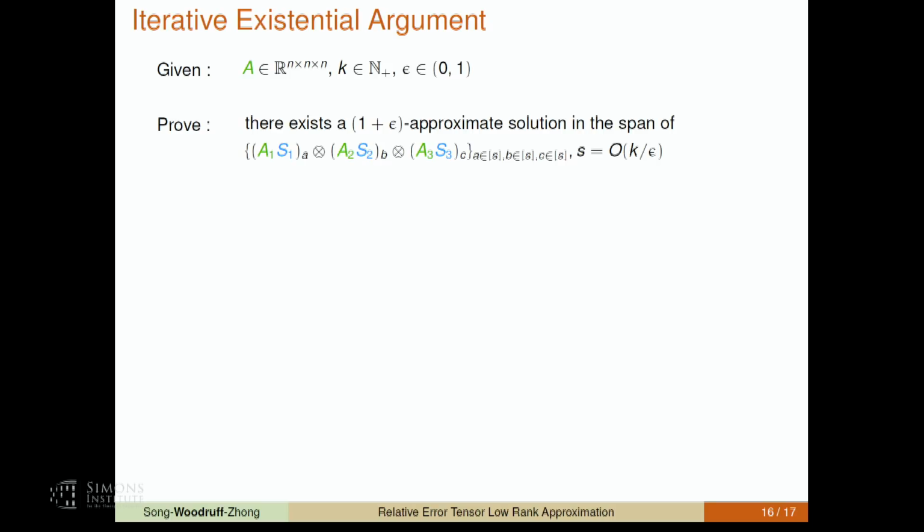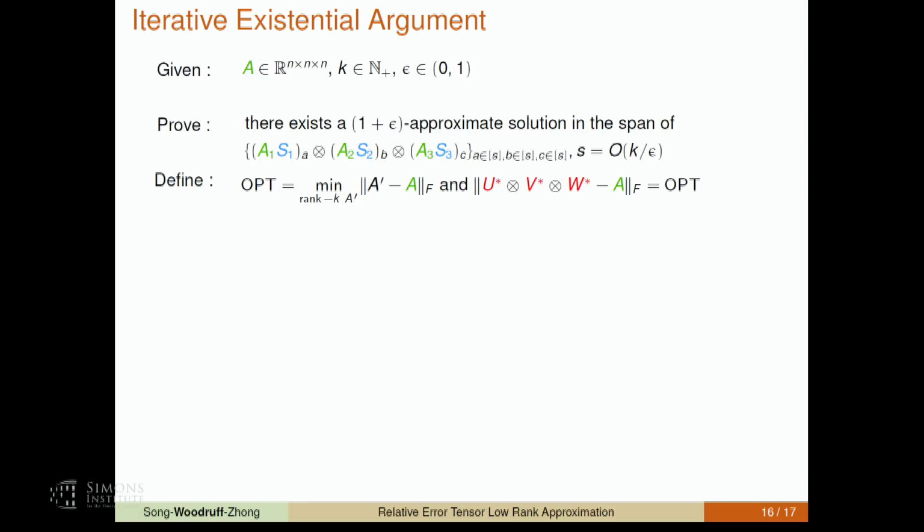Okay, let me get into the details of why this holds. Let me define opt to be the cost of the best rank k tensor approximating A. And let me say that U star cross V star cross W star is the best rank k tensor approximating A.